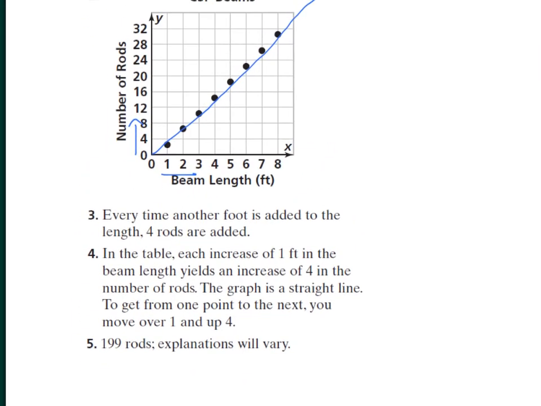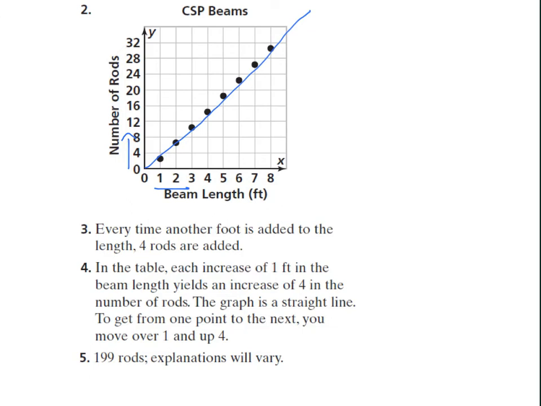In questions 3 and 4, students are asked to explain that in their own words. And in question 5, students are asked to find the number of rods required for a 50-foot beam, and we had a good class discussion on how they came up with that rule or that pattern. Ultimately, we were hoping that students would come up with this equation, y equals 4x minus 1.